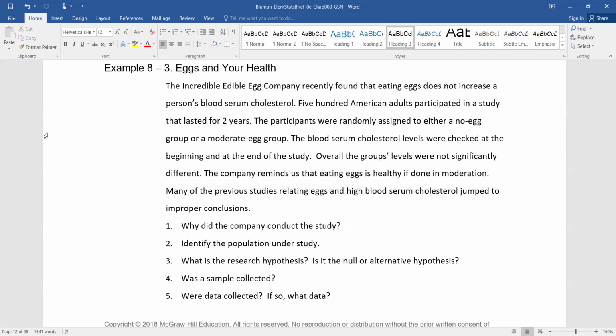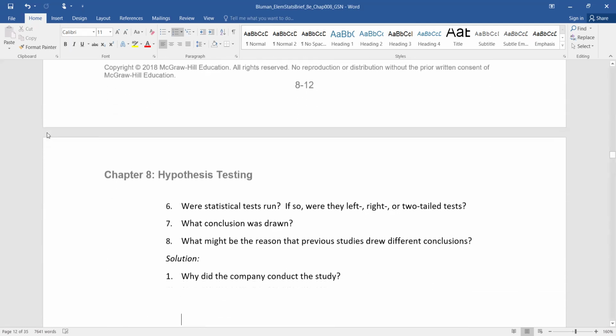The participants were split into a no-egg group or a moderate egg group. The blood serum cholesterol was checked at the beginning and at the end of the study. Overall, the groups' levels were not significantly different, and the company reminds us that eating eggs is healthy, done in moderation. Many of the previous studies relating eggs and high cholesterol jumped to improper conclusions. And we're going to answer these questions. So I'm not just going to name them here. I'm just going to go to where we have room to write.